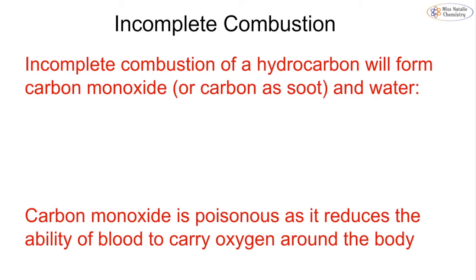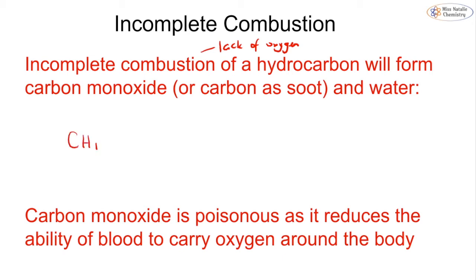Now, the second type of combustion is incomplete combustion, and this is when we have a lack of oxygen, or we don't have the oxygen in excess, meaning we don't have enough in order to fully burn the hydrocarbon. So this time we're going to form carbon monoxide and the water. So again, we should be able to write out a full balanced chemical equation with state symbols for this.